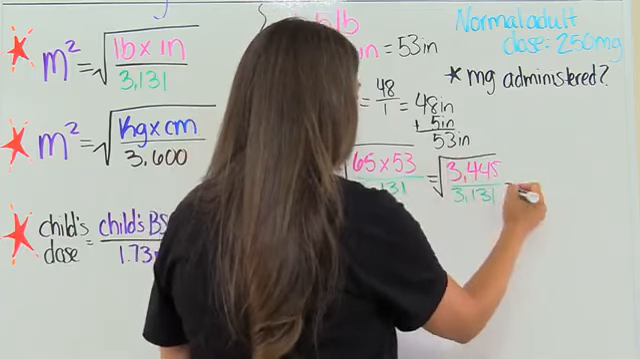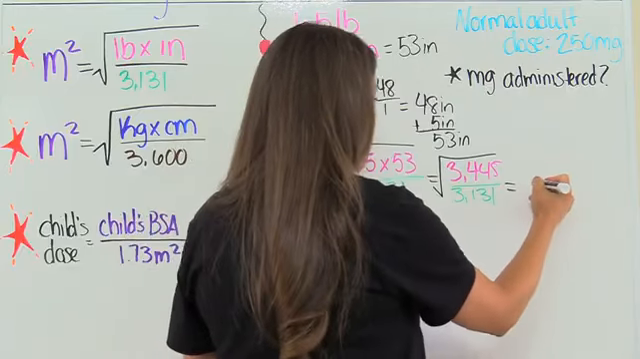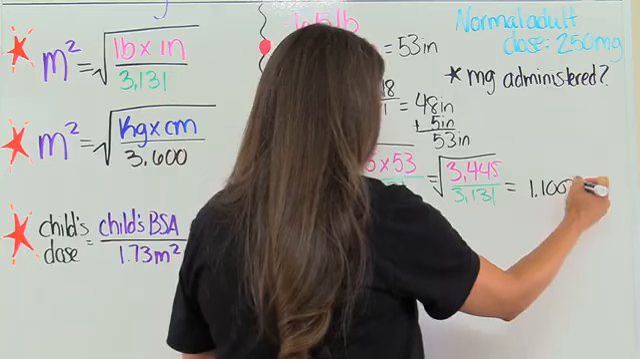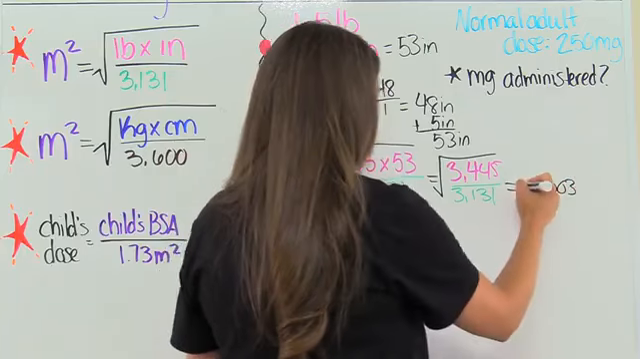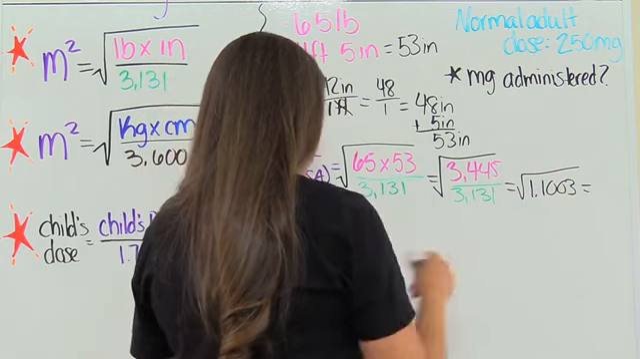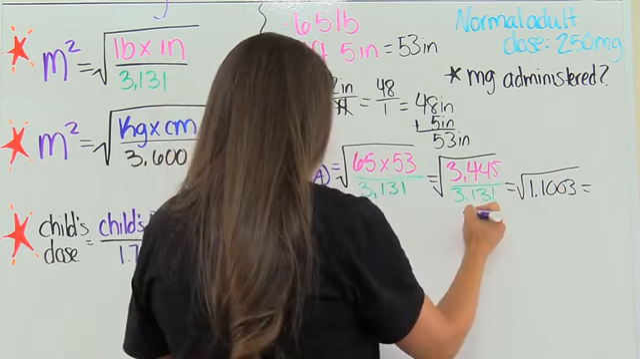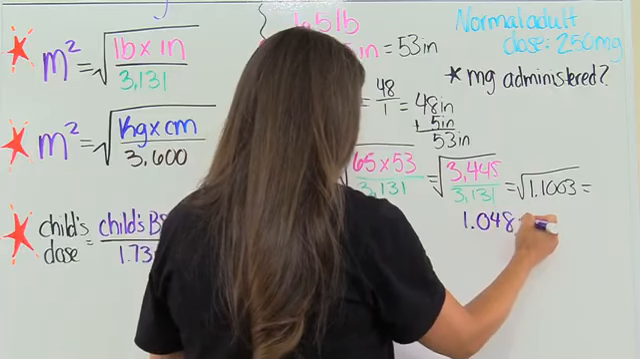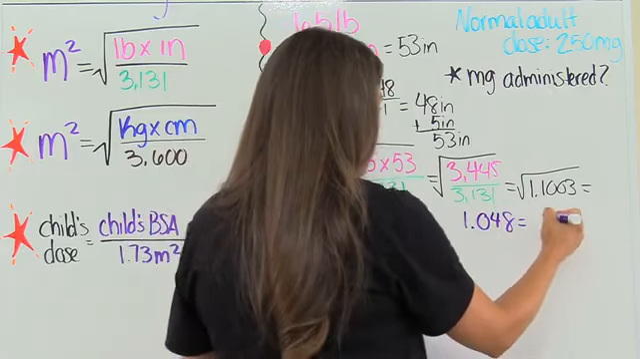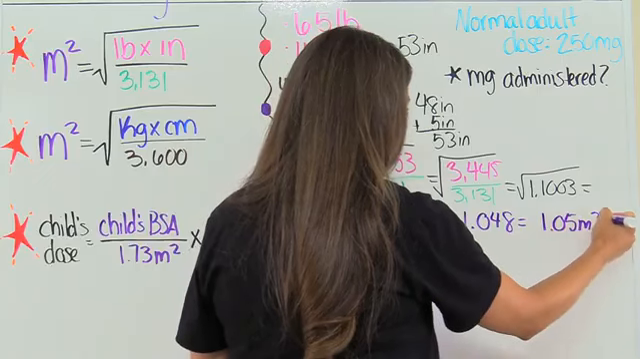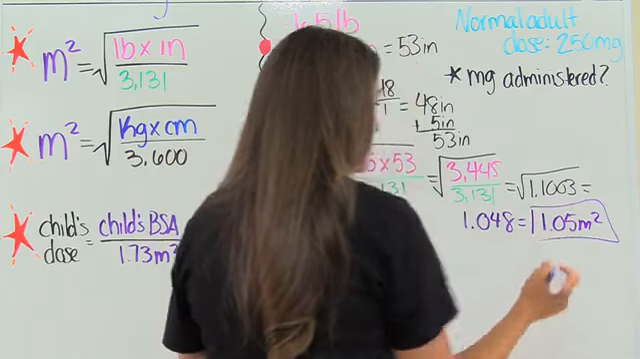And whenever we do that, that gives us 1.1003. And we got to get the square root of that. So the square root of this number is 1.048. We're going to round to the nearest hundredth. So we get 1.05 square meter. And that is our patient's body surface area.